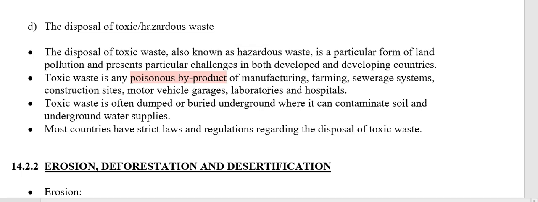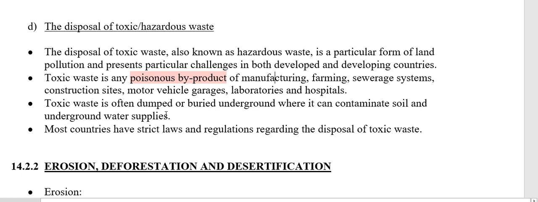Okay, it can come as a result of manufacturing from industries. It can come as a result of farming, the pesticides, obviously. Sewage, human sewage is toxic. Construction sites, garages, laboratories, hospitals, anything that is harmful to human health. These are the sources of toxic waste.